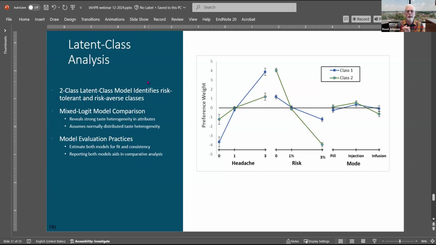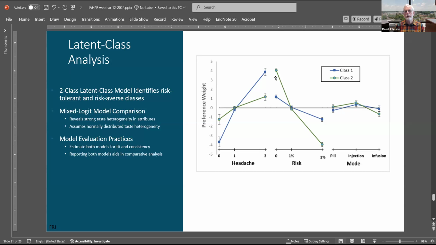Latent class analysis. Oh, I love latent class analysis. Latent class analysis says, you know, what if there are different groups of people who have similar preferences? And so the analysis of this particular data set shows that there are 2 very different classes. There is a risk tolerant class. You see here that the overall importance of the risk is the length of this line. It's basically the utility change between 0 and 3%.